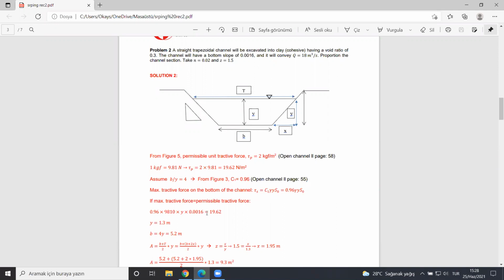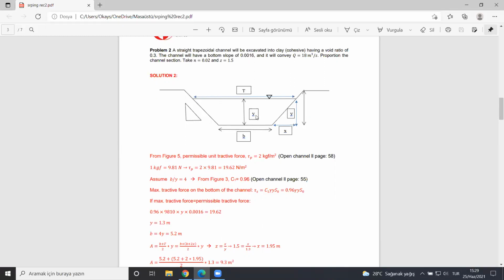So C1 is 0.96, gamma water is 9,810. We don't know y. We know the slope, it was 0.0016. This is the maximum tractive force. Here, what we need to do is equate this maximum tractive force to our permissible tractive force, which was 19.62, and then we will calculate our y value for our assumption. From here, the y value comes as 1.3 meters.